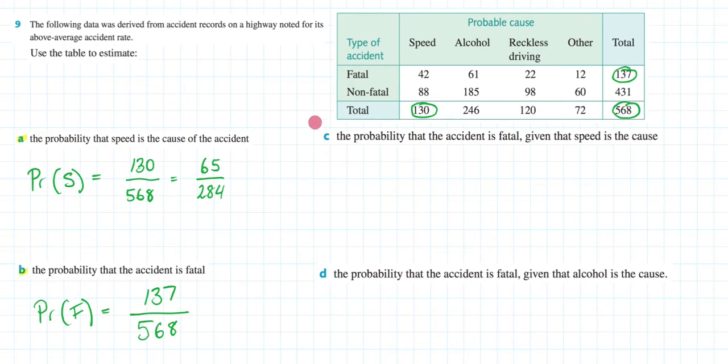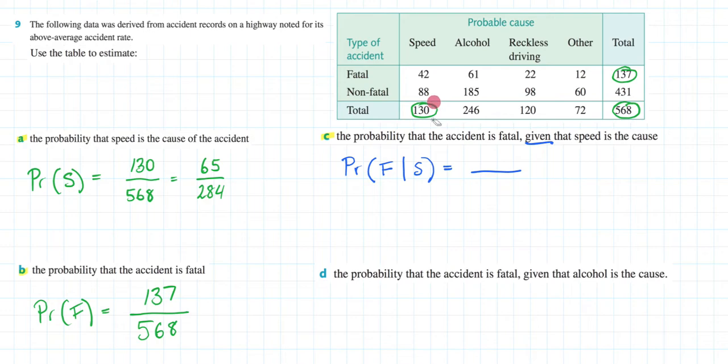Now we come to 9C, which is a little bit different because, let's give it a read, the probability that the accident is fatal given, that's the important word there, given that speed is the cause. So we're now going to say, well, this is asking me to find the probability that it's fatal given speed is the cause. So when we're asking what's my denominator going to be, well, it's no longer going to be out of the total amount of car accidents. Rather, it's going to be given that speed is the cause.